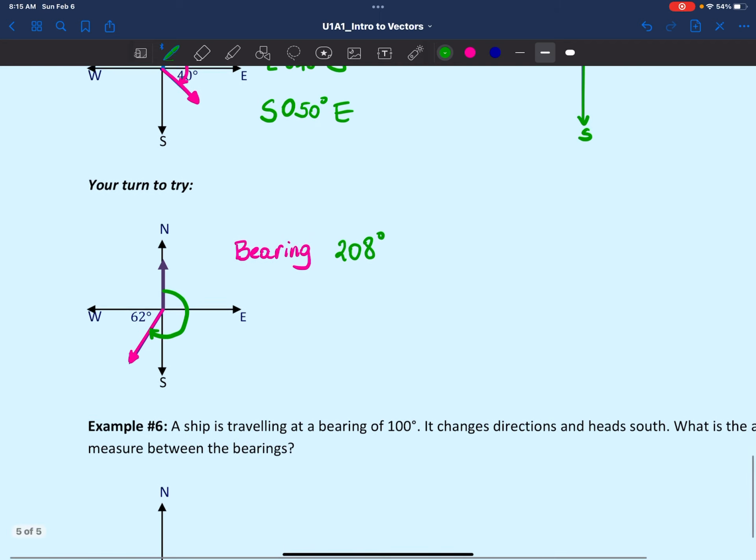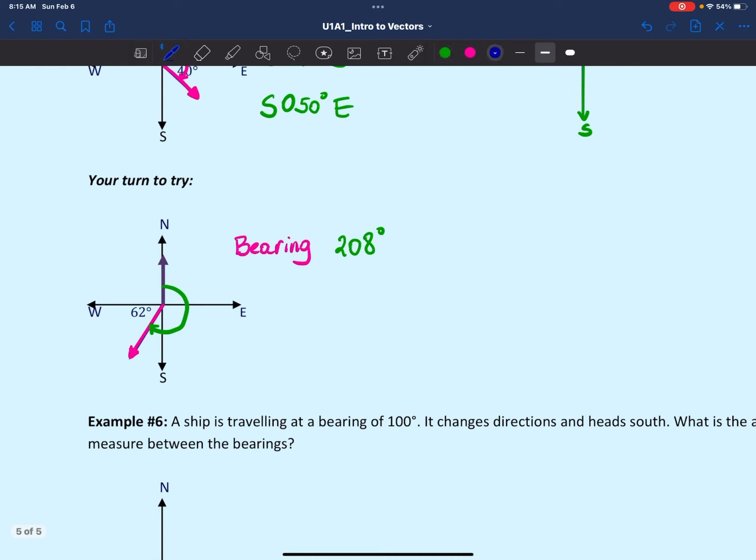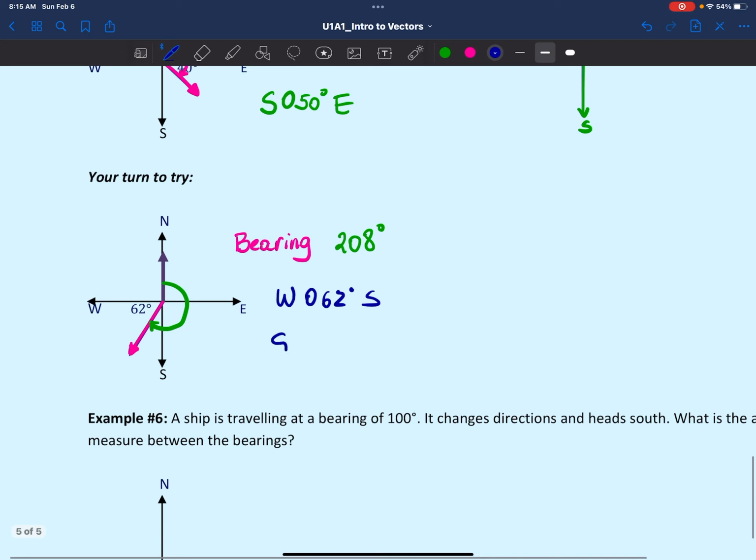Similarly, in the next example, we can describe it as going from west towards south. So from west towards south, we have to move only 62 degrees. So you write 0, 62. Or we can say from south towards west. So south towards west, we have to move 90 minus 62, that's 28 degrees. So we write 0, 28 degrees.